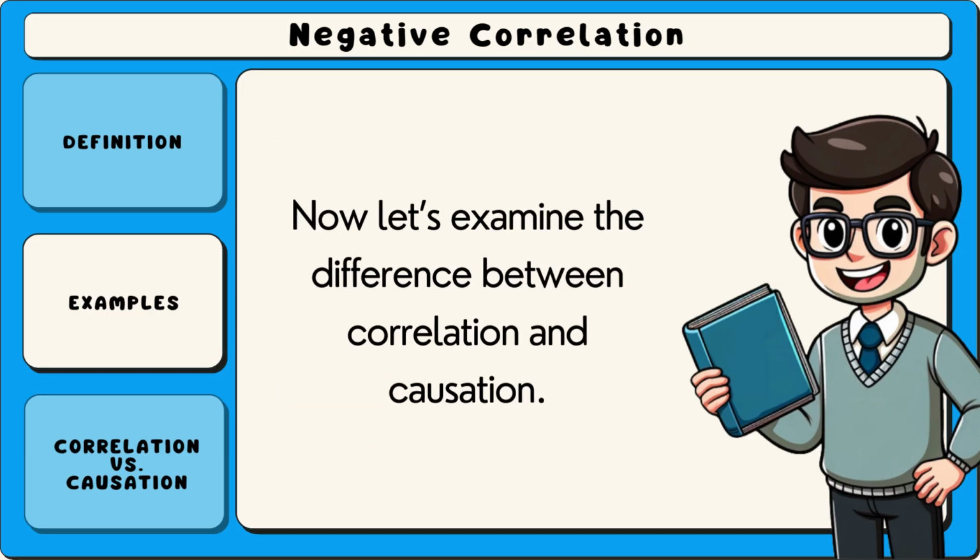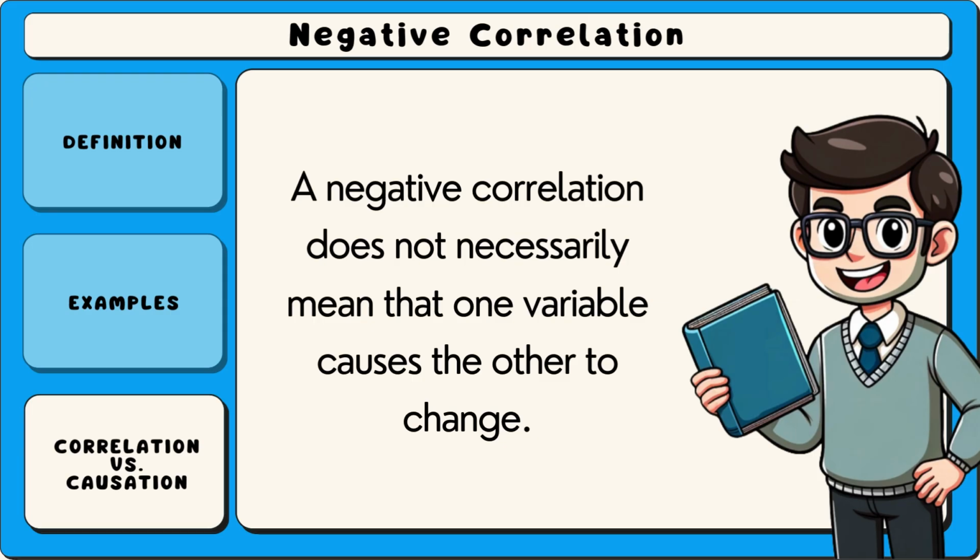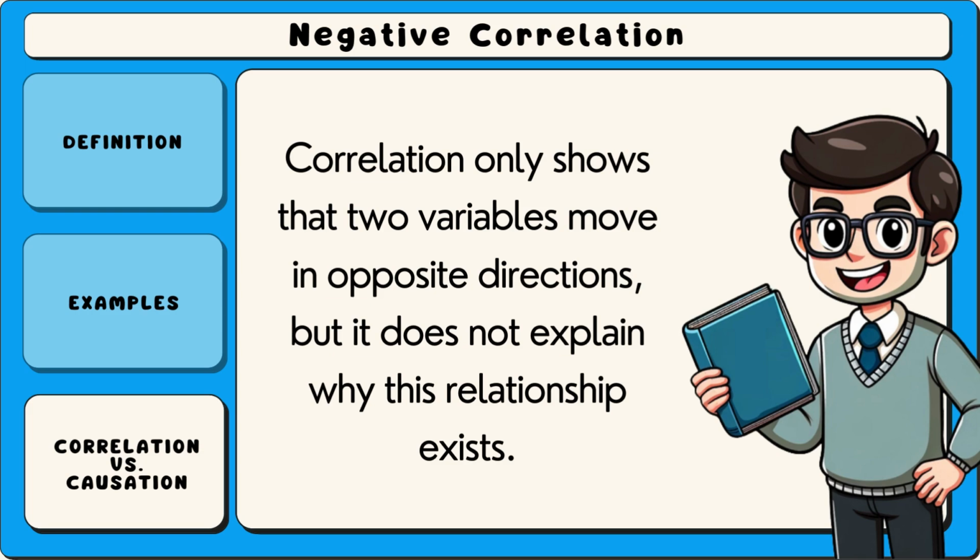Now let's examine the difference between correlation and causation. A negative correlation does not necessarily mean that one variable causes the other to change. Correlation only shows that two variables move in opposite directions, but it does not explain why this relationship exists.